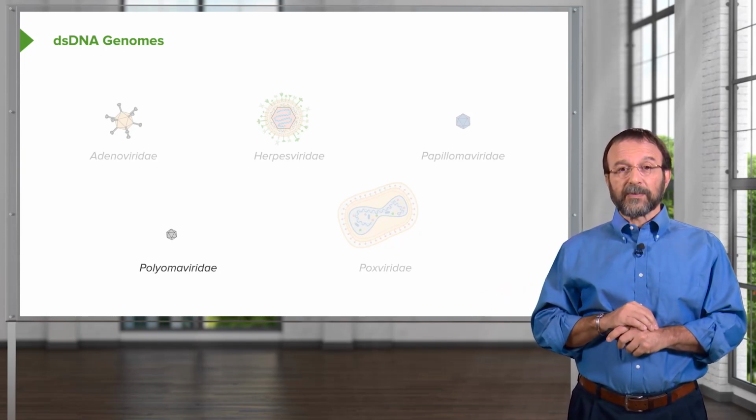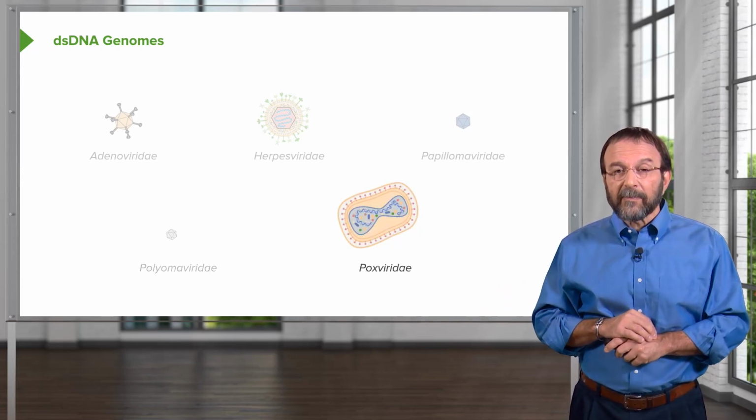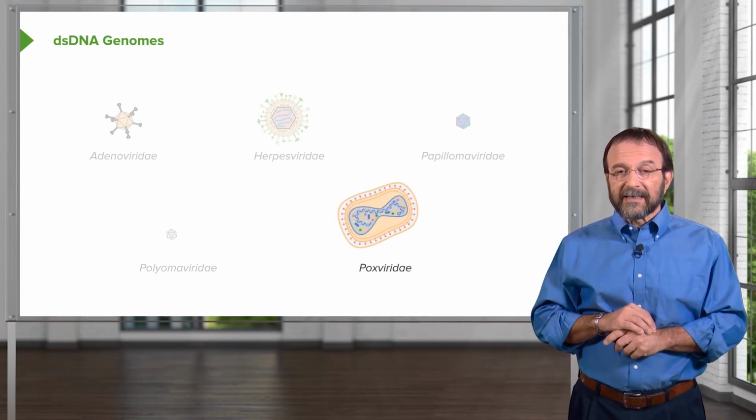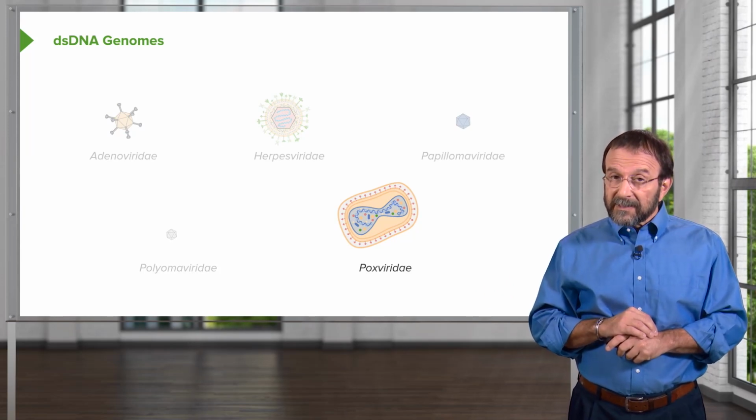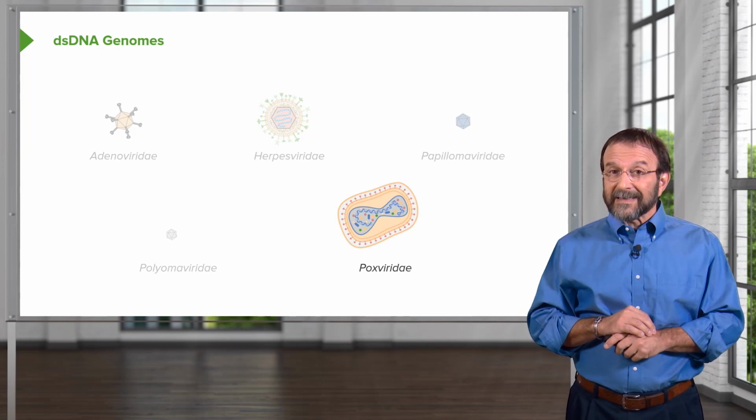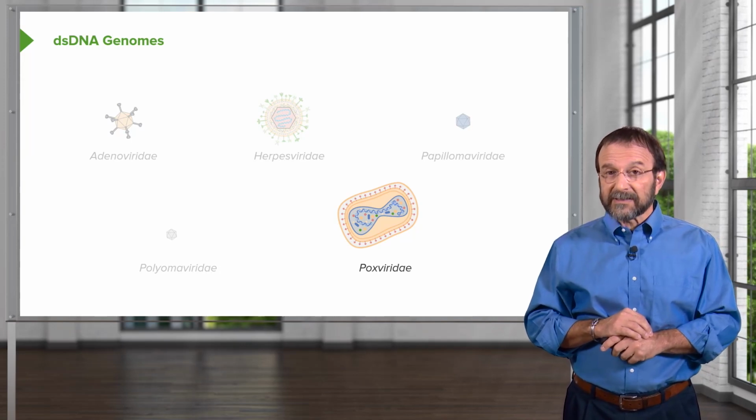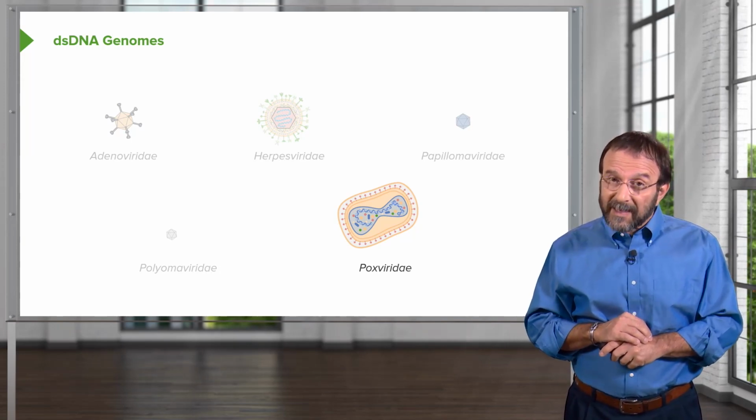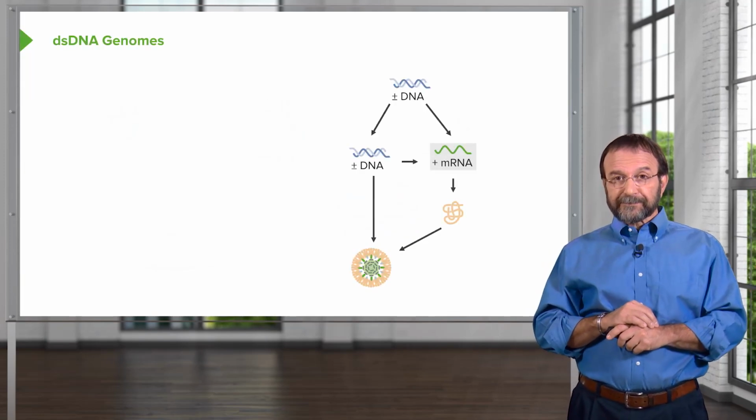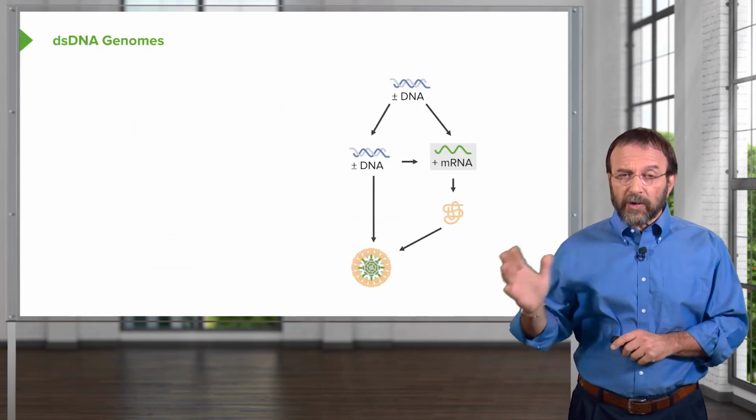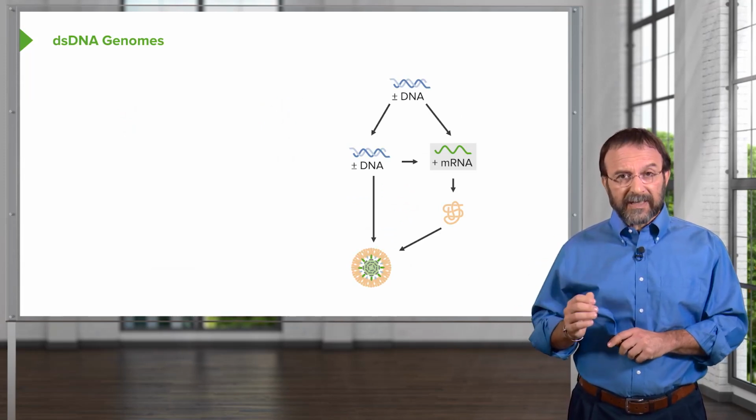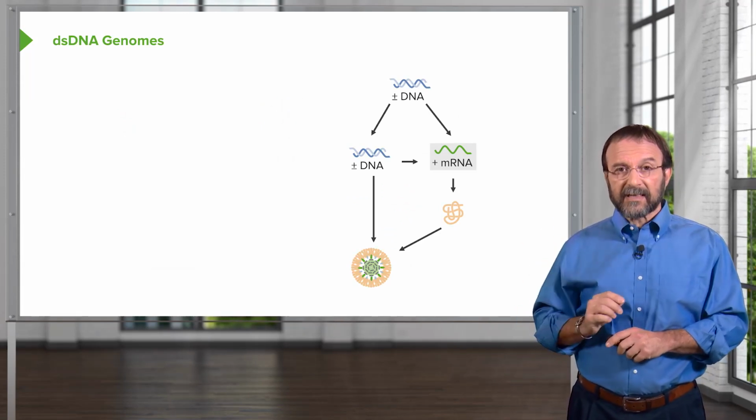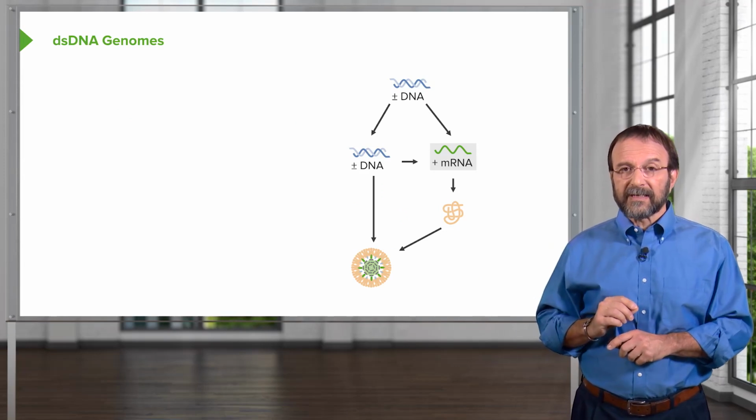And finally, the Poxviridae family contains the important human pathogen smallpox virus, which was eradicated in the 1970s. It no longer exists on the planet Earth except in 2 laboratories. So these viruses all have in common the fact that their genome is double-stranded DNA. And you can see that on the right-hand part of the screen here.